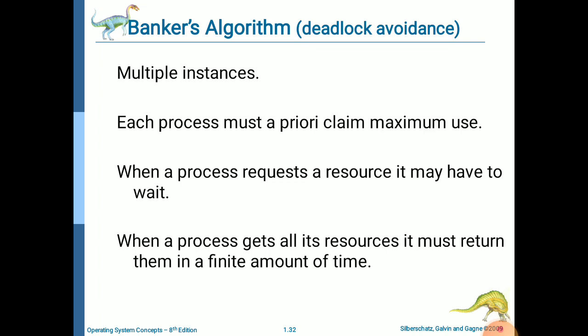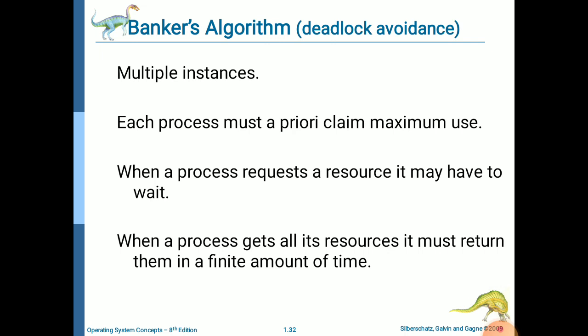When a process requests a resource, it may have to wait until it gets the resource. When a process gets all its resources, it must return them in a finite amount of time after their execution. So these are the four important points. It is actually a deadlock avoidance algorithm. Banker's algorithm is also a deadlock avoidance algorithm.